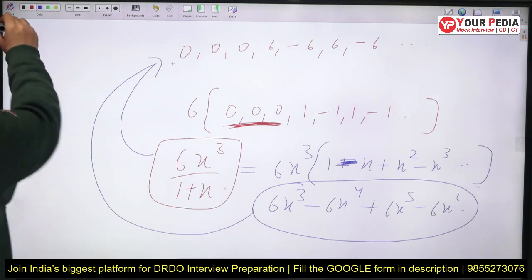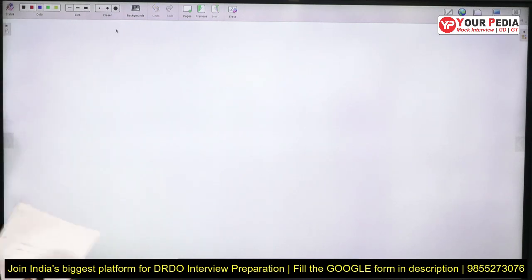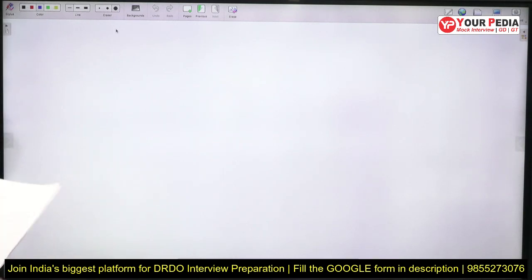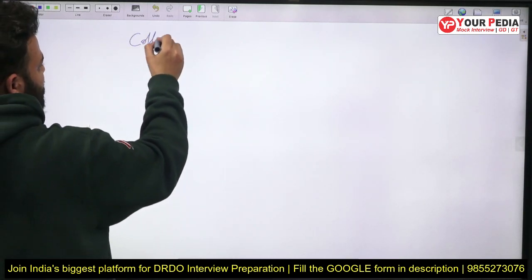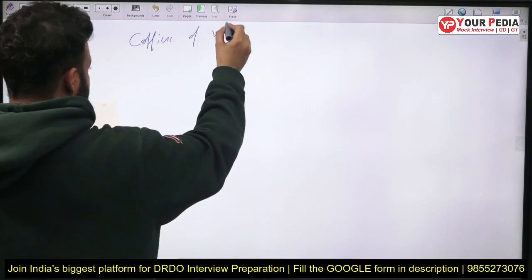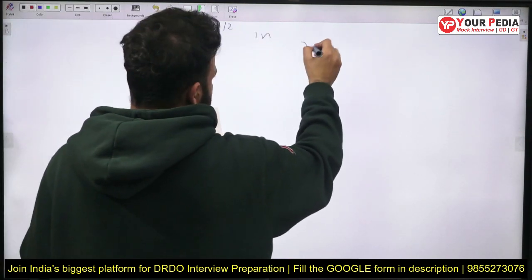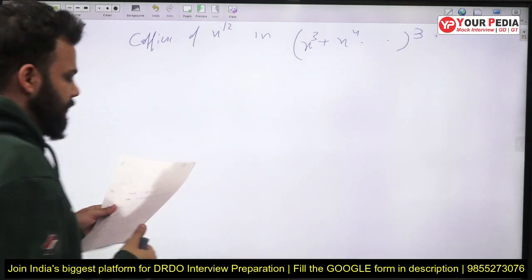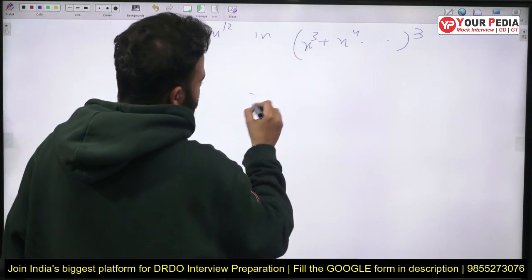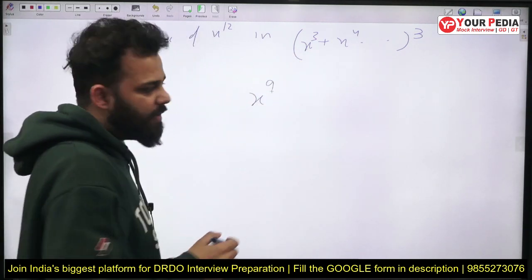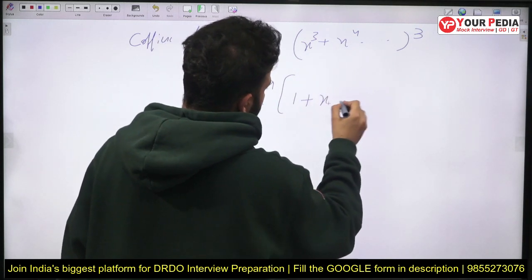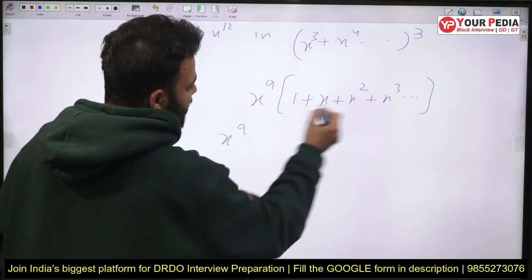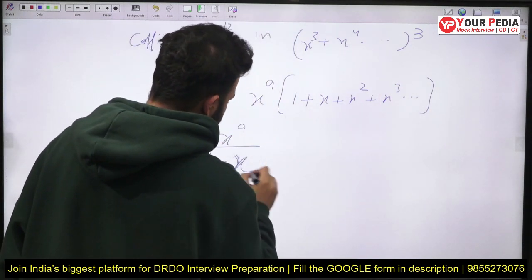Now we will try some past year question that has been asked in the GATE. So those questions are pretty important also. So let's say the question is, they are asking you to find the coefficient of x raised to power 12 in x cube, x4 and so on, whole cube. Now if you take x cube common here, so x9 will come out and you will get 1 plus x plus x square plus x cube and so on. So this is nothing but the expansion of 1 by 1 minus x.